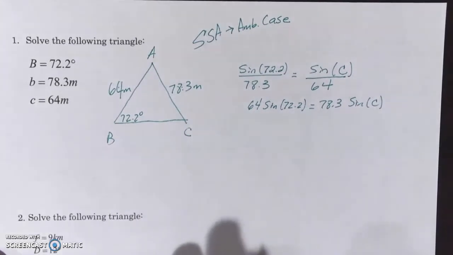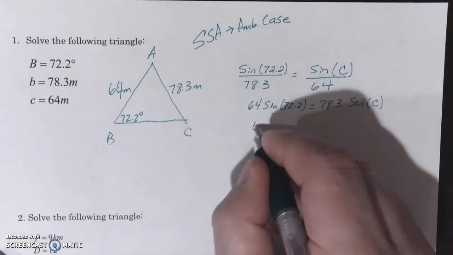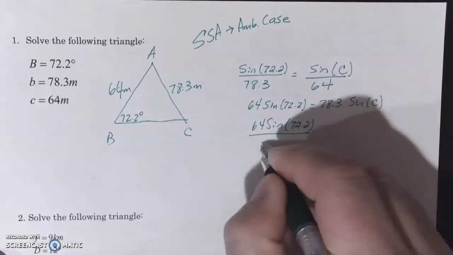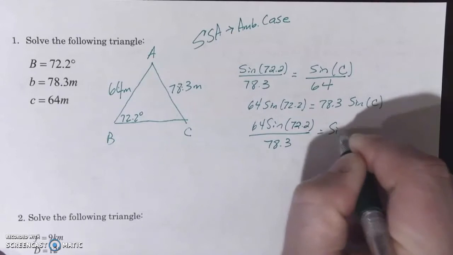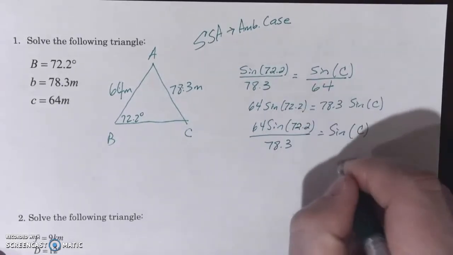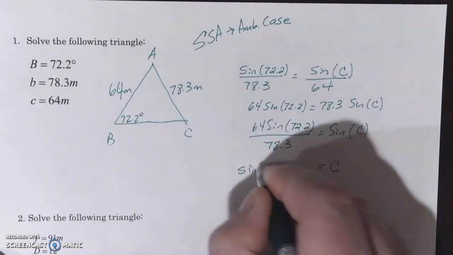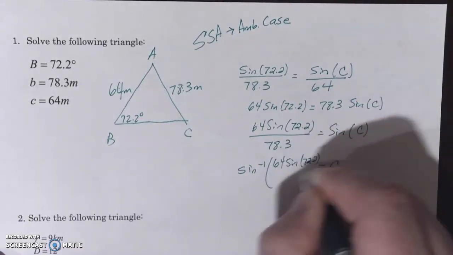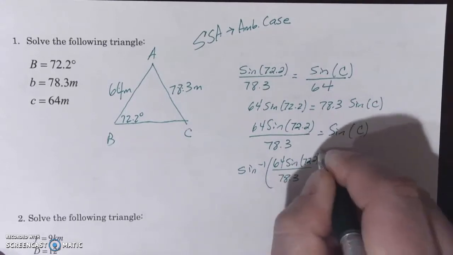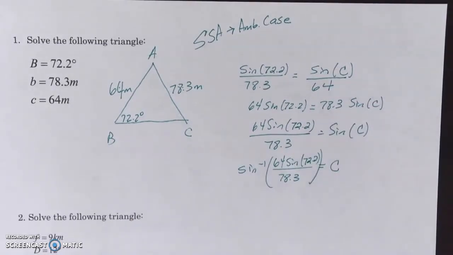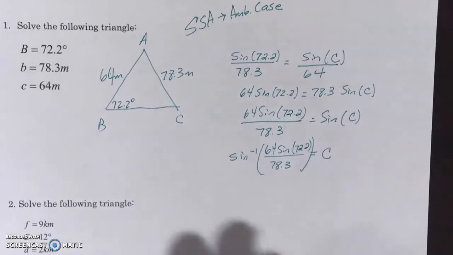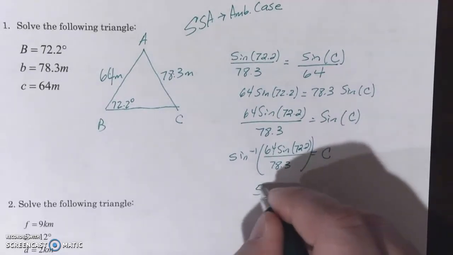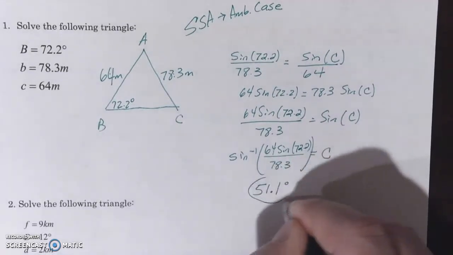Now this goes back to our solving trig equations. We divide both sides by 78.3. And to solve for this angle, we're going to do the inverse sine in our calculator. Remember, when we're using trigonometry to solve for angles, we'll always have those inverses. We'll put this right into our calculator, making sure we're in degree mode, and what we get is 51.1 degrees.